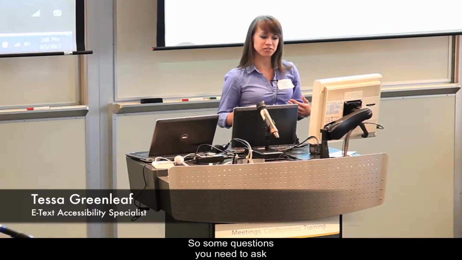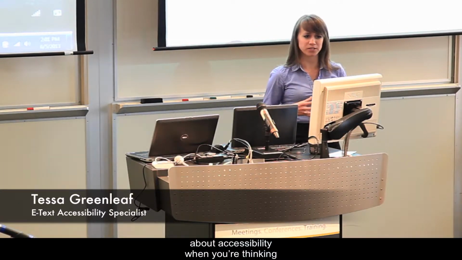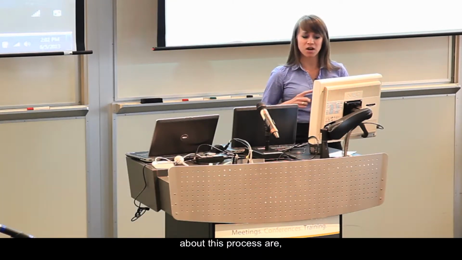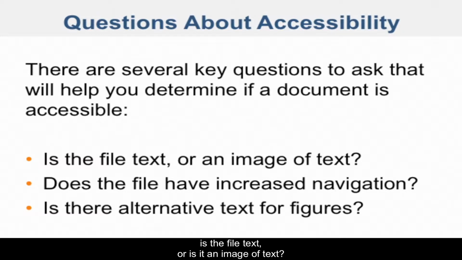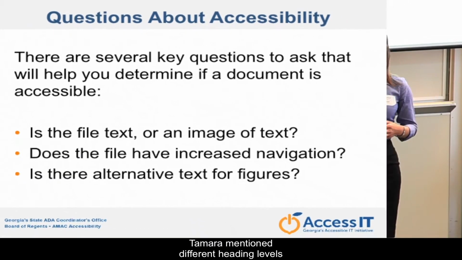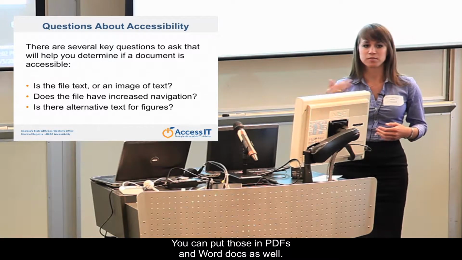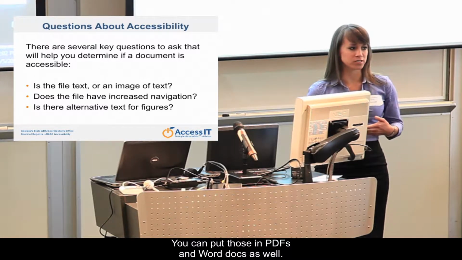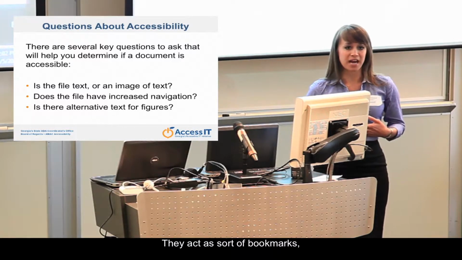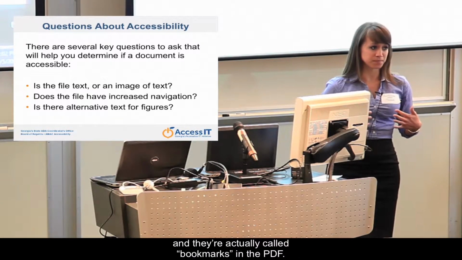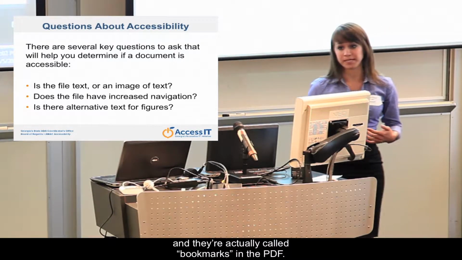So some questions you need to ask about accessibility when you're thinking about this process are, is the file text or is it an image of text? Does the file have increased navigation? Tamara mentioned different heading levels when she was talking about website navigation. You can put those in PDFs and Word docs as well. They act as sort of bookmarks, and they're actually called bookmarks in a PDF.